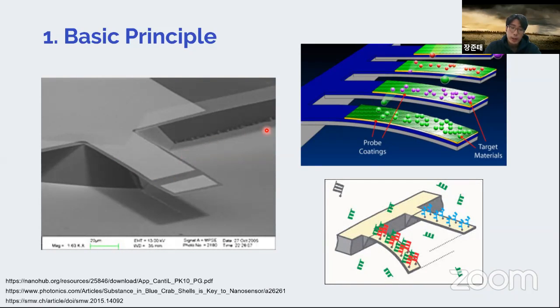And when we use a cantilever sensor as a biosensor, we should deposit biomolecules on the cantilever surface to sense target biomaterial like proteins or DNA. And for comparison, a reference cantilever is also needed, which is not deposited with biomolecules. So this is the basic principle of cantilever sensors.